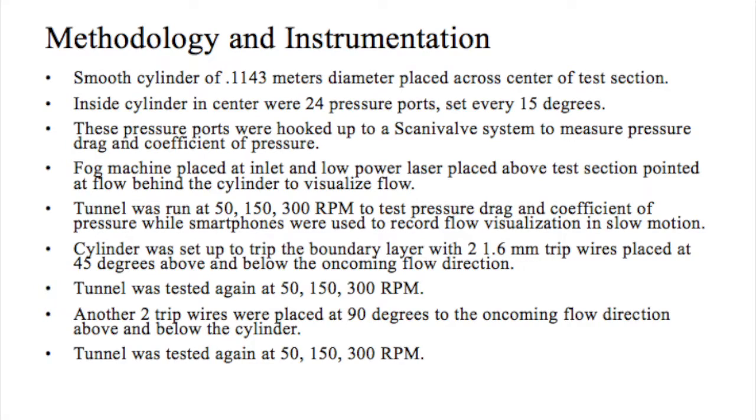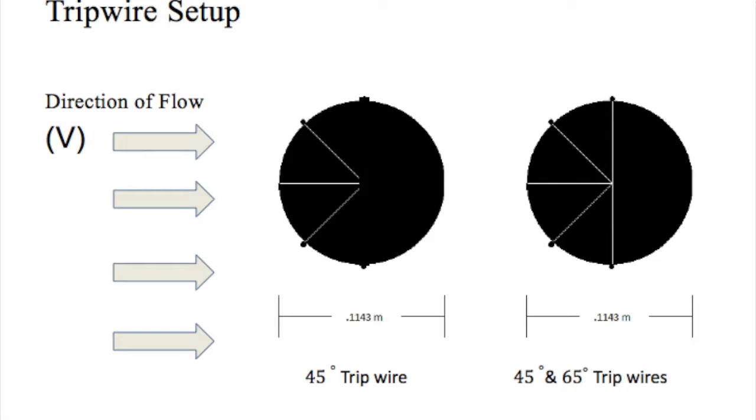The cylinder was then set up to trip the boundary layer by attaching two very thin wires at angles 45 degrees above and below the incoming flow direction using aluminum tape. Pressure drag and flow visualization were then recorded again with the boundary layer tripwires in place at the 3 RPMs. After this test, another two boundary layer tripwires were installed at 90 degrees normal to the flow direction above and below the cylinder, and again pressure drag, coefficient of pressure, and flow visualization were recorded.